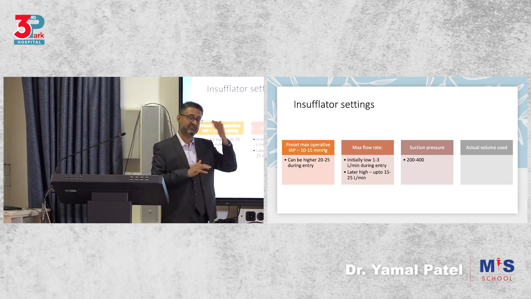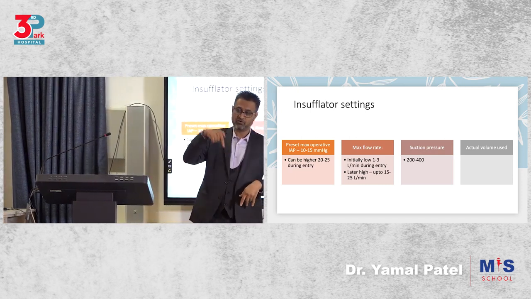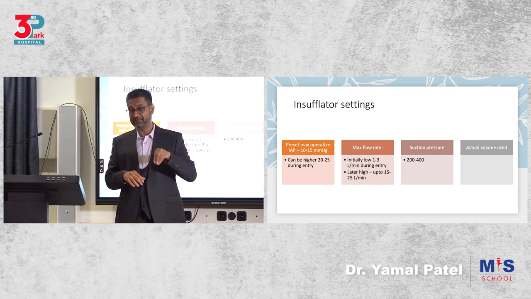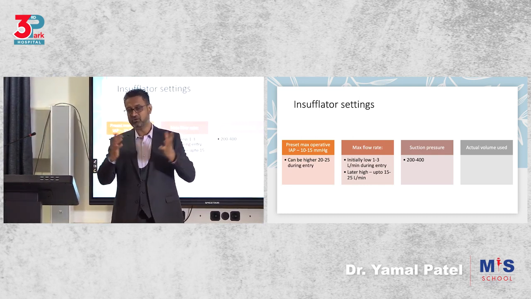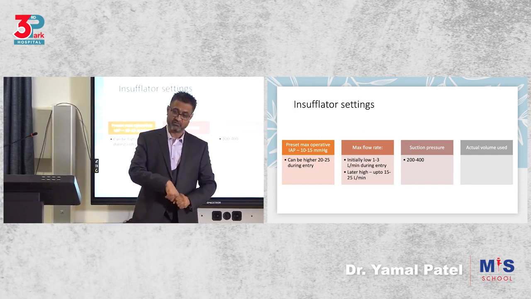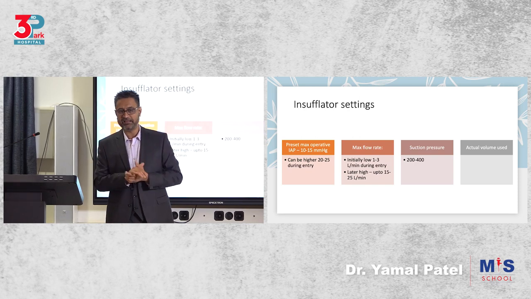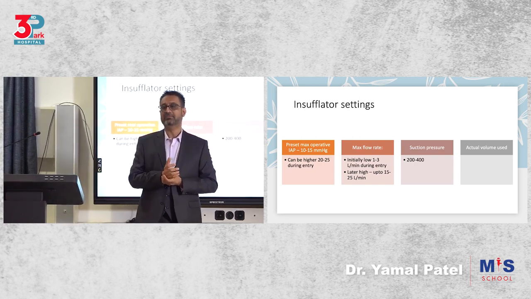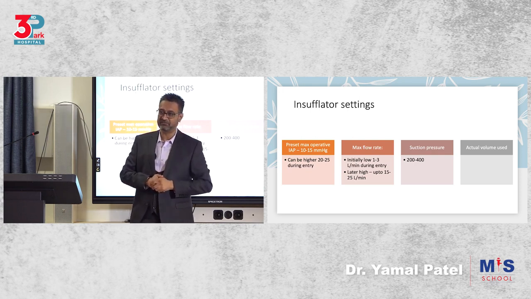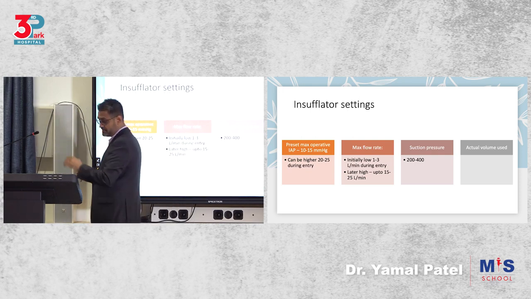But you can increase it to higher when entering for your initial port. So put in the Veress, which is a blind procedure, increase it, go up to 20, so that it helps you with putting in your initial trocar. I go in direct trocar entry, I don't use Veress. Then once you've done that, you have to bring it down to between 10 and 15 for operative purposes.